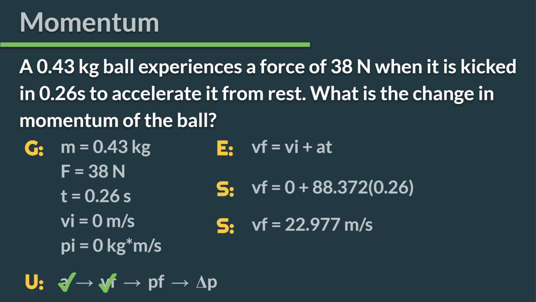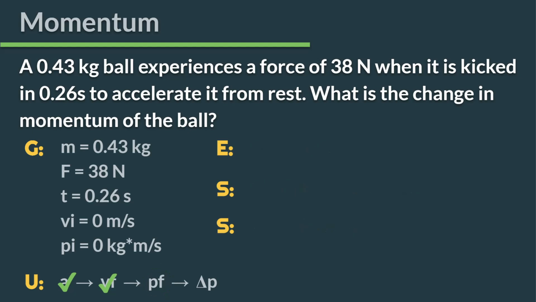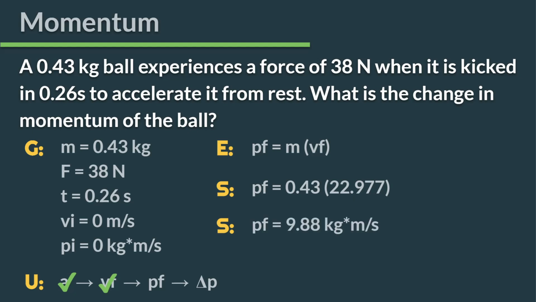Well, I have my final velocity. I can find final momentum because final momentum would be mass times final velocity. So the mass was 0.43. The final velocity, we just found it, 22.977. And so we're going to multiply those two together, and that will give us our final momentum of 9.88 kilogram meters per second.